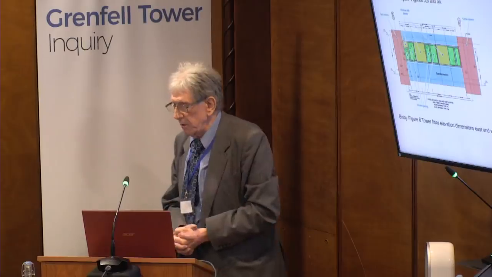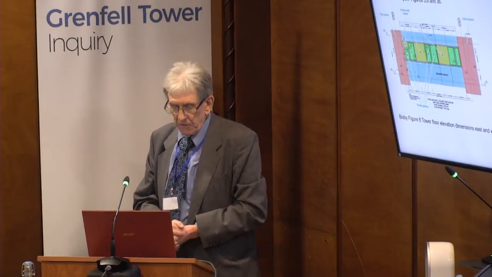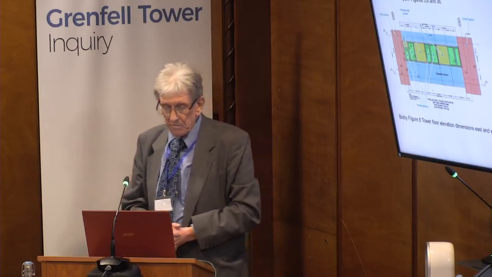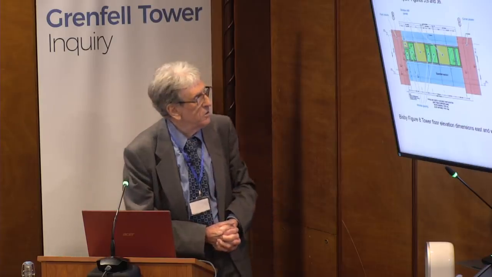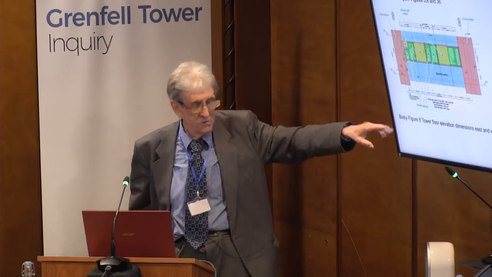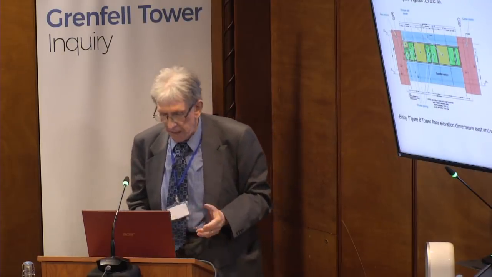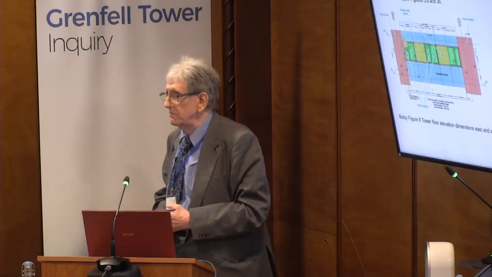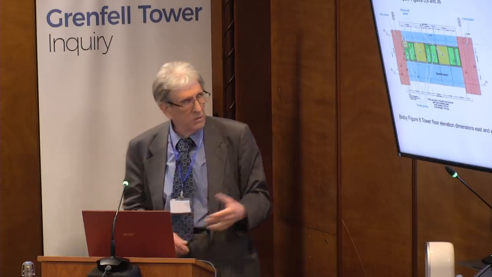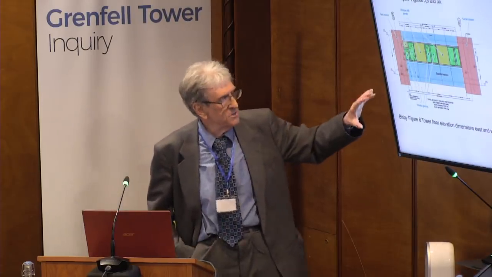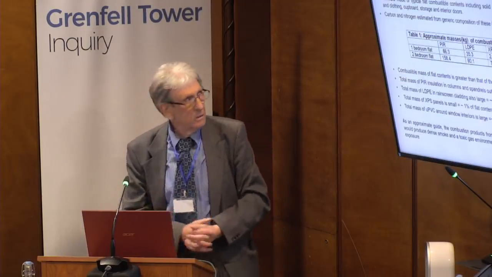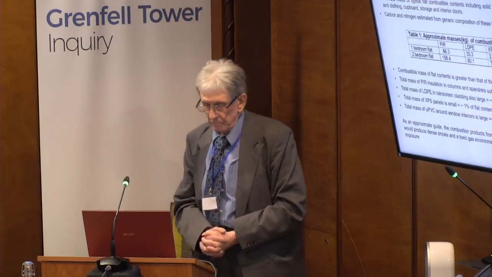Now, in order to estimate the potential hazard from these, the first thing I needed to know is how much material is there. And so I took the dimensions. I had to work out the area for all these panels on the exterior, and I took the dimensions from Professor Bisby's report to calculate the area, and then from a thickness I could work out the volume, and by using figures for the density of the material I could work out the mass. So what I'm trying to work out here is the mass of these various components, in this case of the exterior materials, outside a typical one or two bedroom flat.